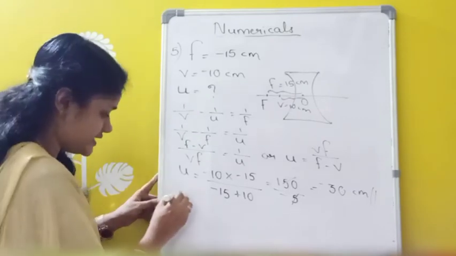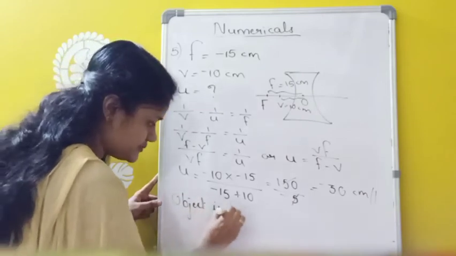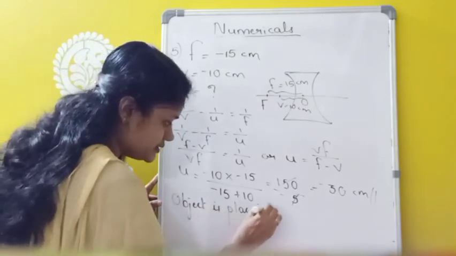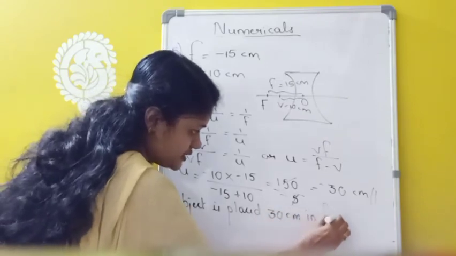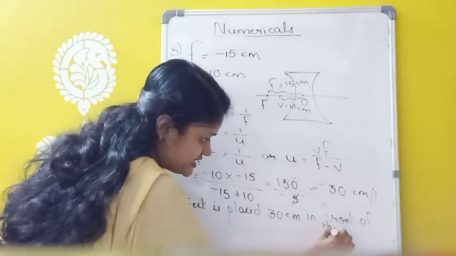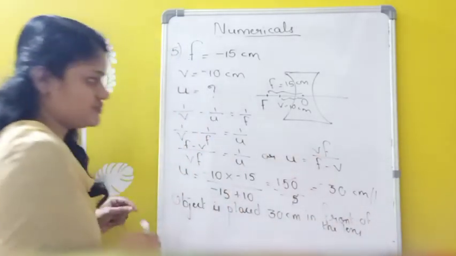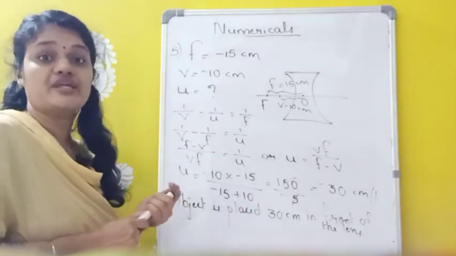So this object is placed 30 centimeter in front of the lens. Object we are always placing in front of the lens only. Okay, now this much is over. Now what we have to do? We have to draw the corresponding ray diagram.